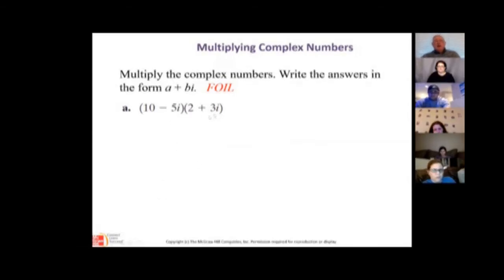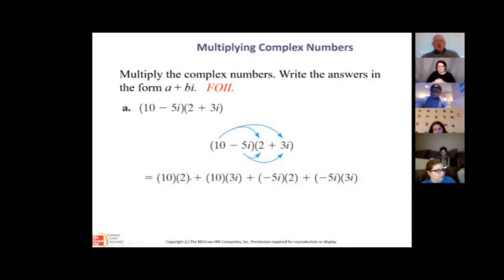Now we're multiplying a pair of binomials. You can either do multiple distribution, or you can FOIL it if you choose. I don't care which way you do it. The demonstration here shows multiple distribution, where we take the first term times both, then we take the last term times both. That gives us this set of terms. 10 times 2, 10 times 3i, -5i times 2, -5 times 3i. And then we simplify this.